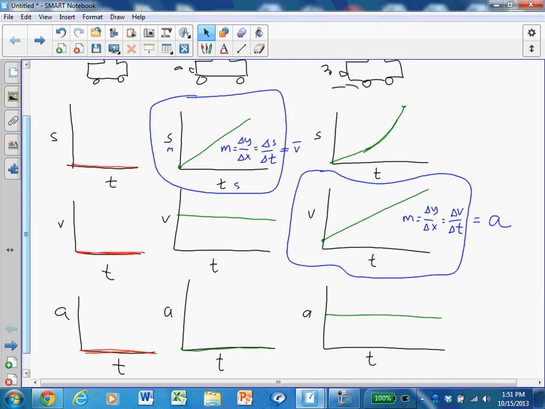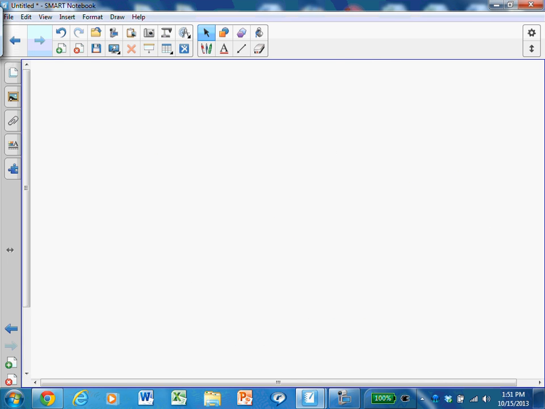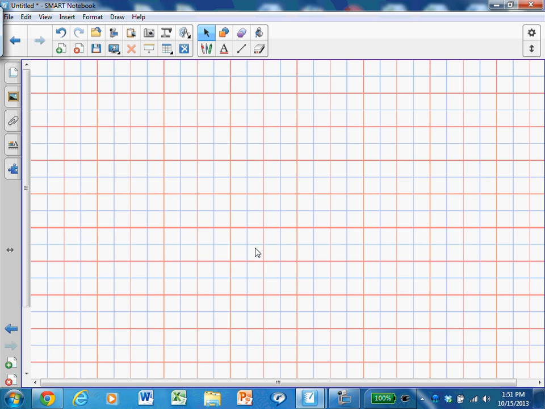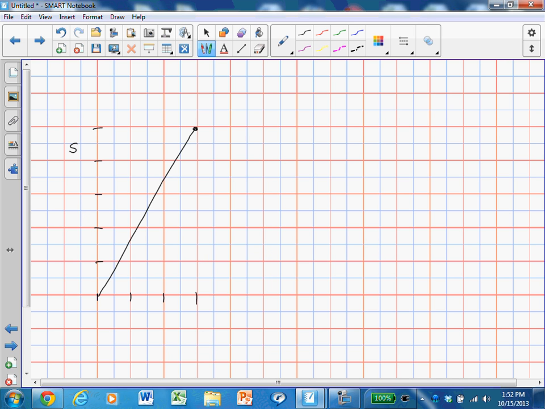Okay. So let's look at an example of that. So let's say I had position plotted up versus time, and it'll look like this. I'm getting this plot out here.